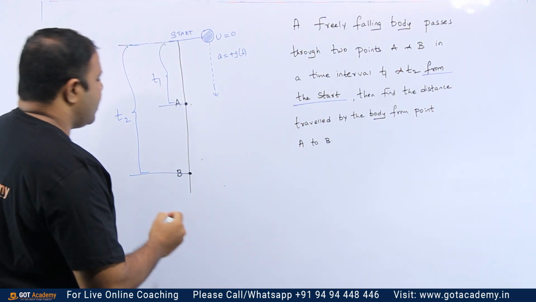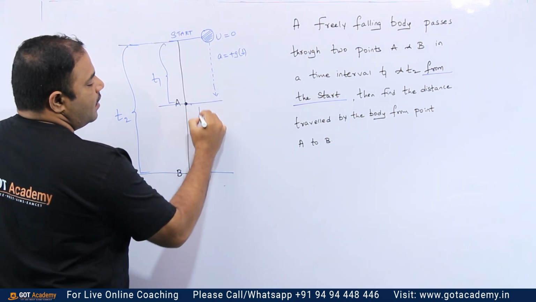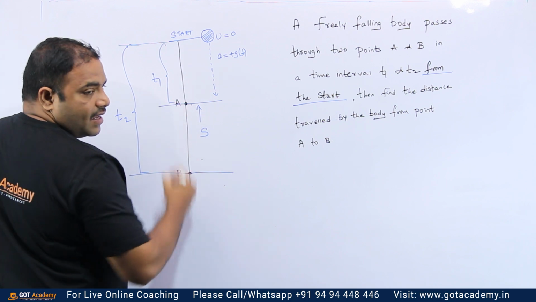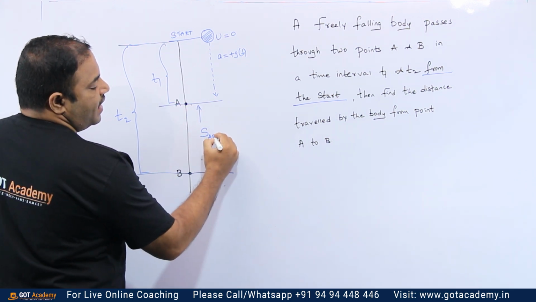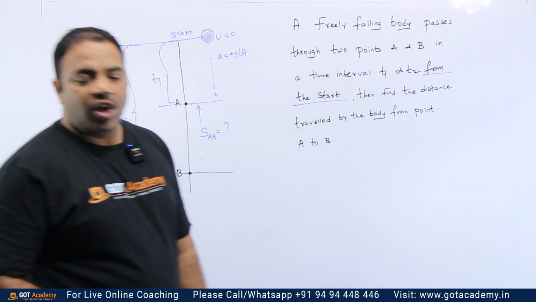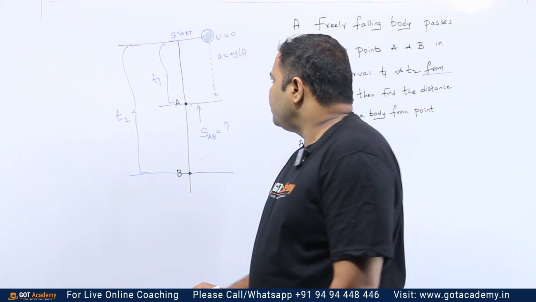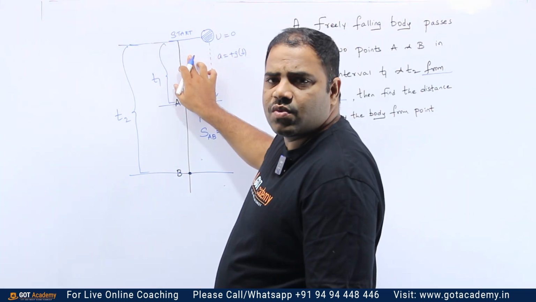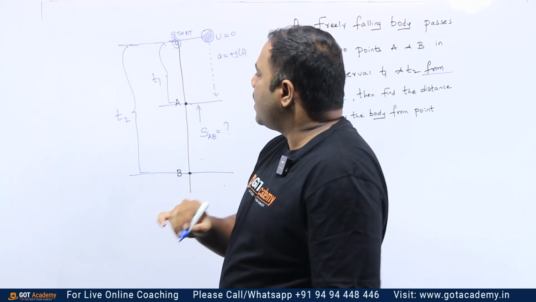It means that our interest is to calculate this distance from A to B. The distance symbol is S. Since it is starting at A and ending at B, let me write SAB. So this is what we have to find out. Okay, my dear children, is it clear? Let us assume the starting point as O. O is the starting point.